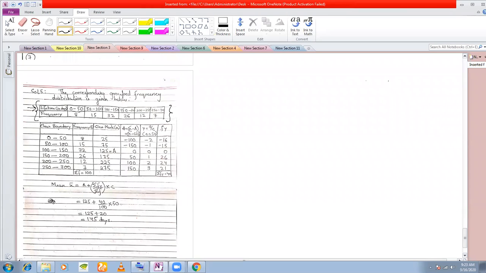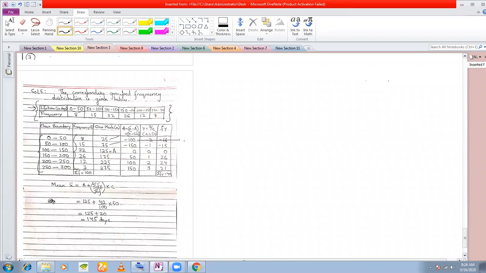So now you have your class boundaries here. For this, you have your frequencies here. Class mark: 0 plus 50 by 2 is 25, 50 plus 100 by 2 is 75, and so on. Then I have taken the deviations. Before deviations, I am taking the assumed mean. There are two middle values, 125 and 175. I have taken 125 as the assumed mean. You can also take 175.